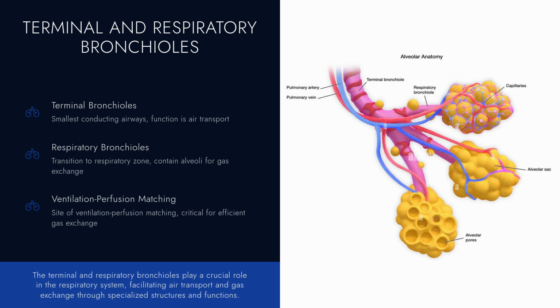Terminal and respiratory bronchioles. Terminal bronchioles are the end of the conducting zone, delivering air without gas exchange. Respiratory bronchioles mark the start of the respiratory zone, with alveoli budding from their walls, initiating gas exchange.